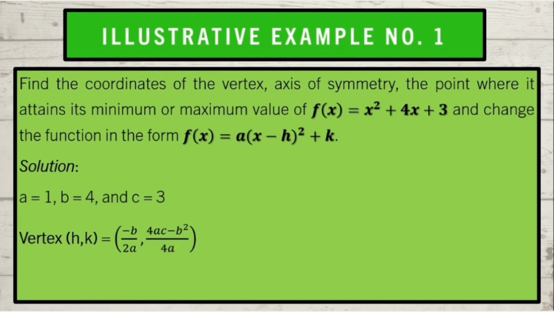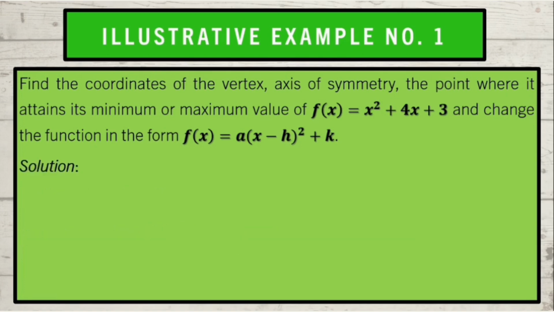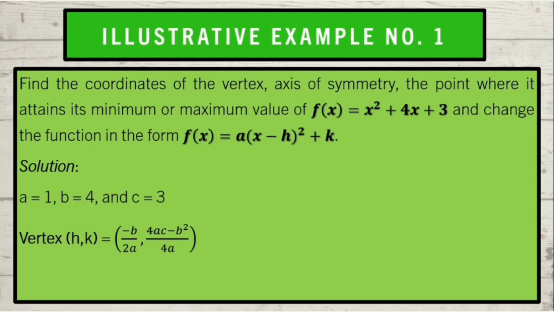And to find the value of k, we have (4ac − b²)/4a. It will be equal to (4 × 1 × 3 − 4²) divided by (4 × 1), or negative 4 divided by 2 and ... Then, simplify. We will have negative 4 divided by 2 and (12 − 16) divided by 4, or that is negative 2 and negative 1.